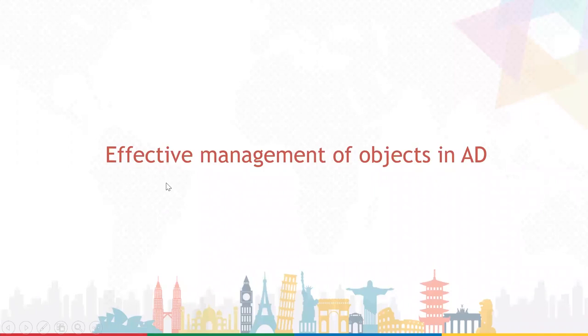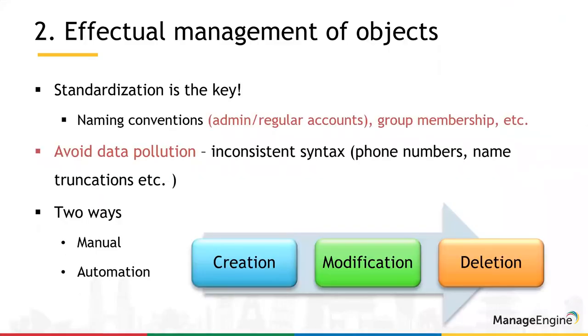So the second topic for my session would be effective management of Active Directory objects. Now, what do I mean by effective management of Active Directory objects? Well, I am talking about bringing in some sort of standardization, right? And when I say standardization, I'm talking about avoiding data pollution. You do not want inconsistent syntax amongst your users, okay? You do not want a user's phone number to be in a 3, 3, and 4 format, and another user's phone number to be 4, 3, and 3. You do not want different naming conventions: first name dot last name for one user and first initial dot last name for another user, right?